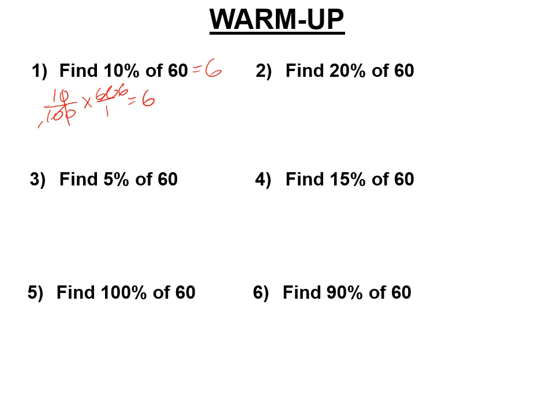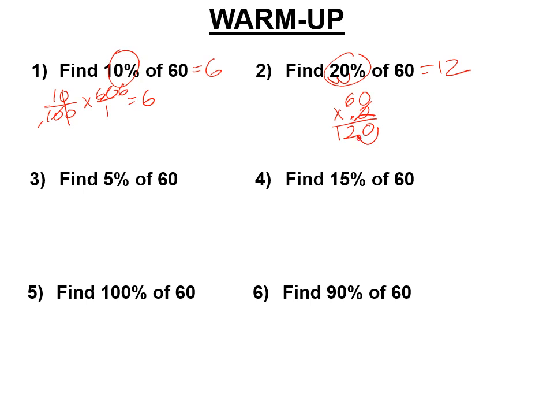20% should be twice as big. It should be 12, right? 20% should be 10% times 2. To show the math, I'll use the decimal method, 60 times 0.2, right? One number to the right of a decimal, and it's 12.